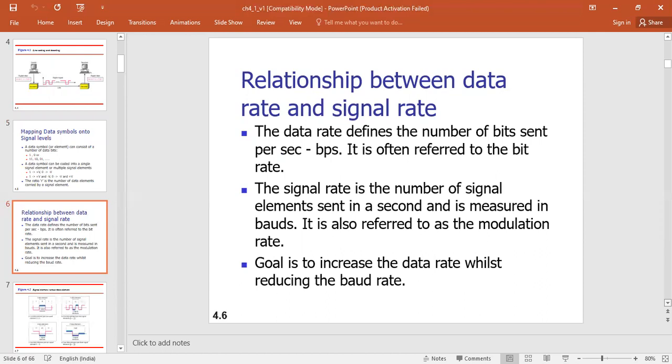Now, what is the relation between data rate and signal rate? Data rate defines the number of bits per second, BPS, also called bit rate. Signal rate is the number of signal elements sent per second, measured in baud. This is the baud rate, also referred to as the modulation rate. Our goal is to increase the data rate while reducing the baud rate.